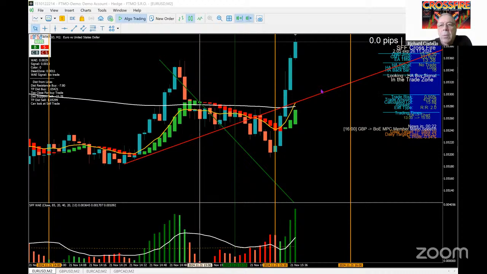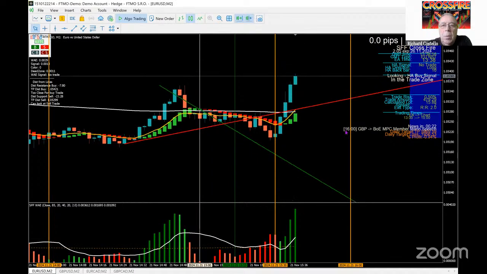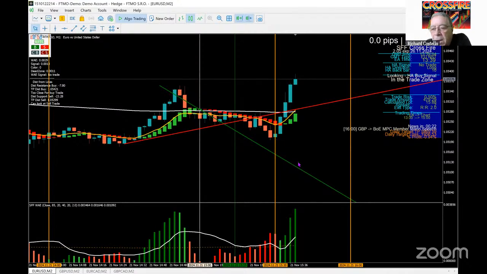Right, we've now got the news occurred. I'm on the 2-minute chart, and I'm now 9 minutes after the news, so I'm safe to trade. My trading assistant is currently looking for a buy. It's in the trade zone, and so we are above the green trend line.